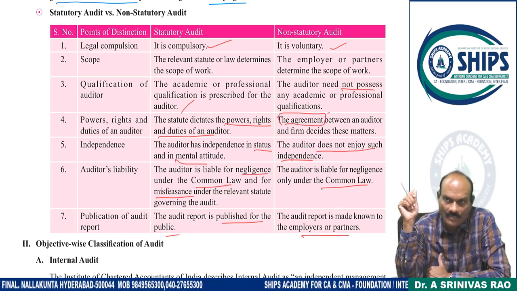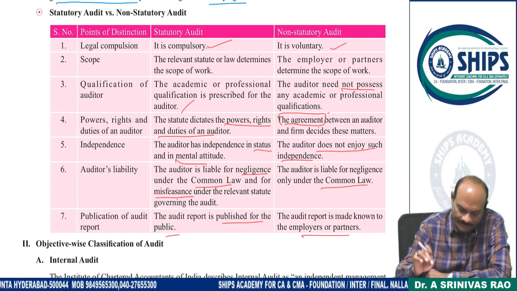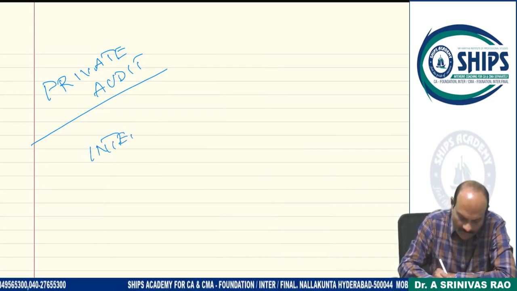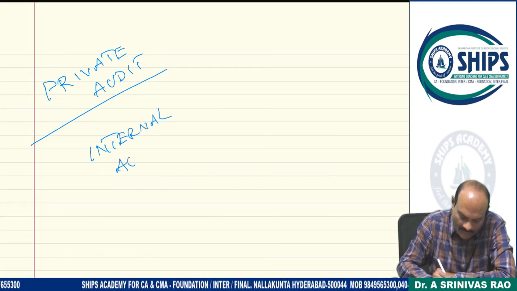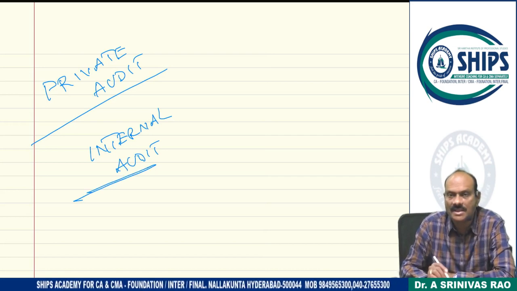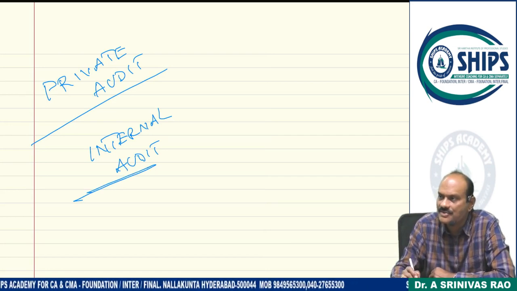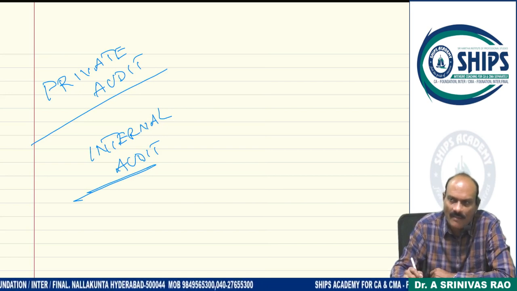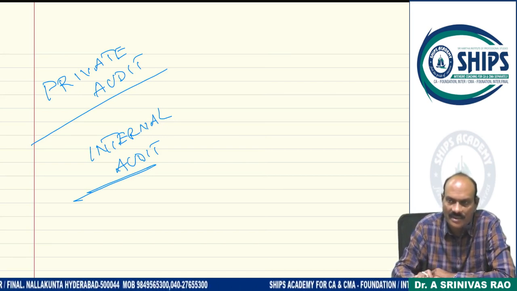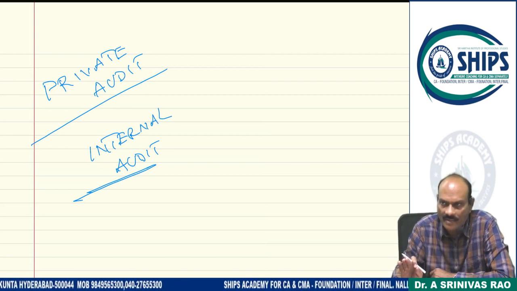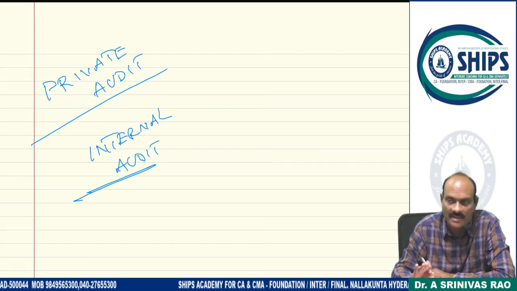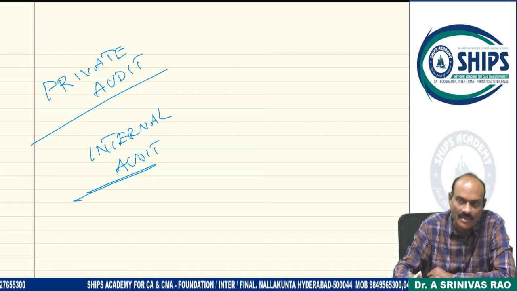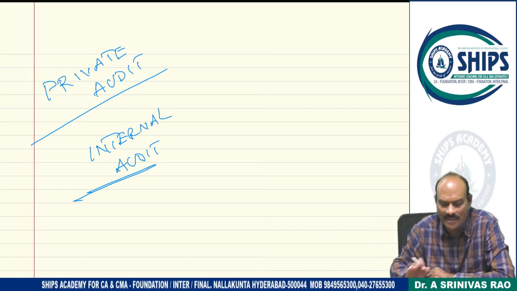Can I go ahead? See the next one there. That is internal auditor. I will just introduce the concept here because we have a separate chapter later: internal control, internal audit, internal check. The monetary threshold and all we'll discuss later. Here I am only giving an outline of what internal audit is, not a detailed study. Later we will see the advantages, disadvantages, who can be an internal auditor, how to appoint, liability, and whether the internal audit report is reliable or not. We'll discuss the details later. Here only the outline.